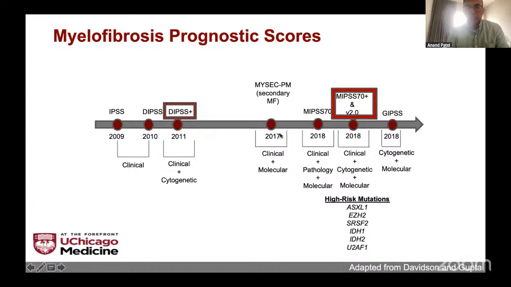And the short answer is the DIPSS Plus and the MIPSS70 version 2.0 actually work very well for secondary myelofibrosis and may even be better than the MYSEC-PM score. So you can still use the DIPSS Plus or the MIPSS70 version 2.0 for someone that has secondary myelofibrosis. And of course, you can use them for those that have primary myelofibrosis.